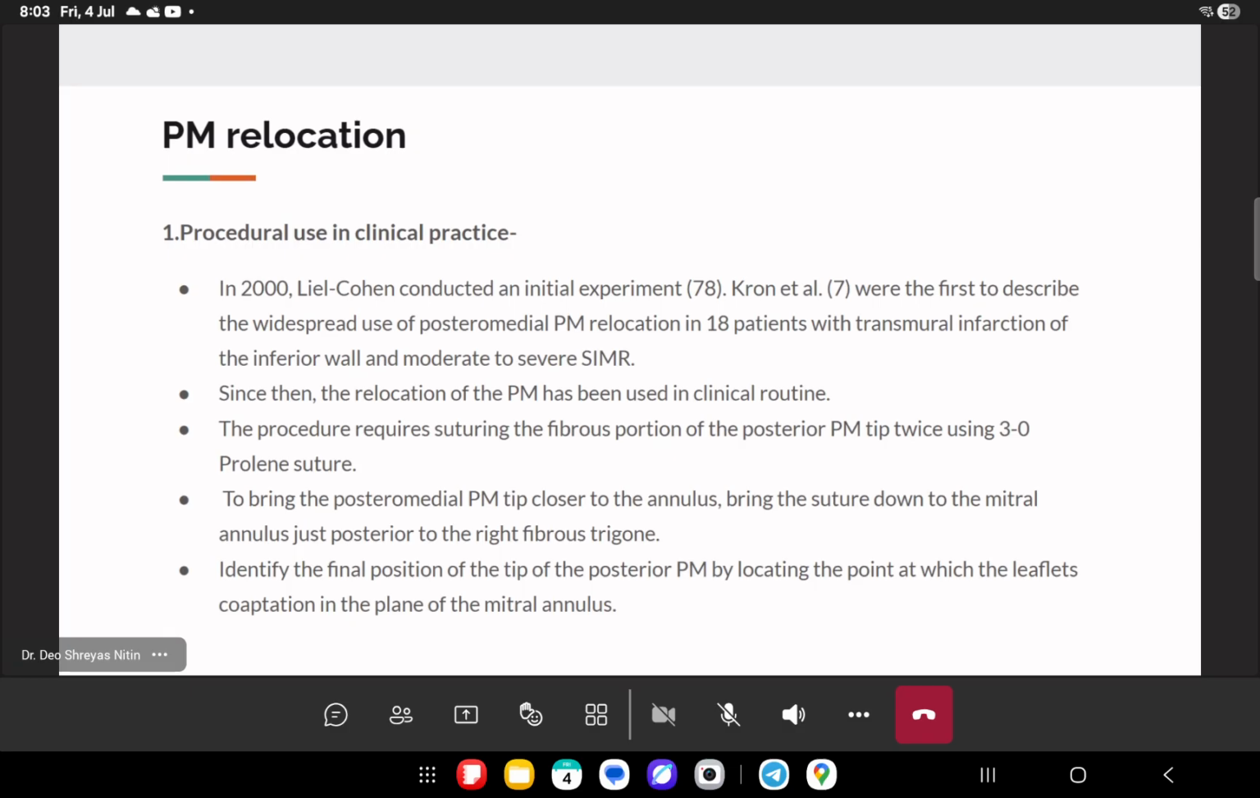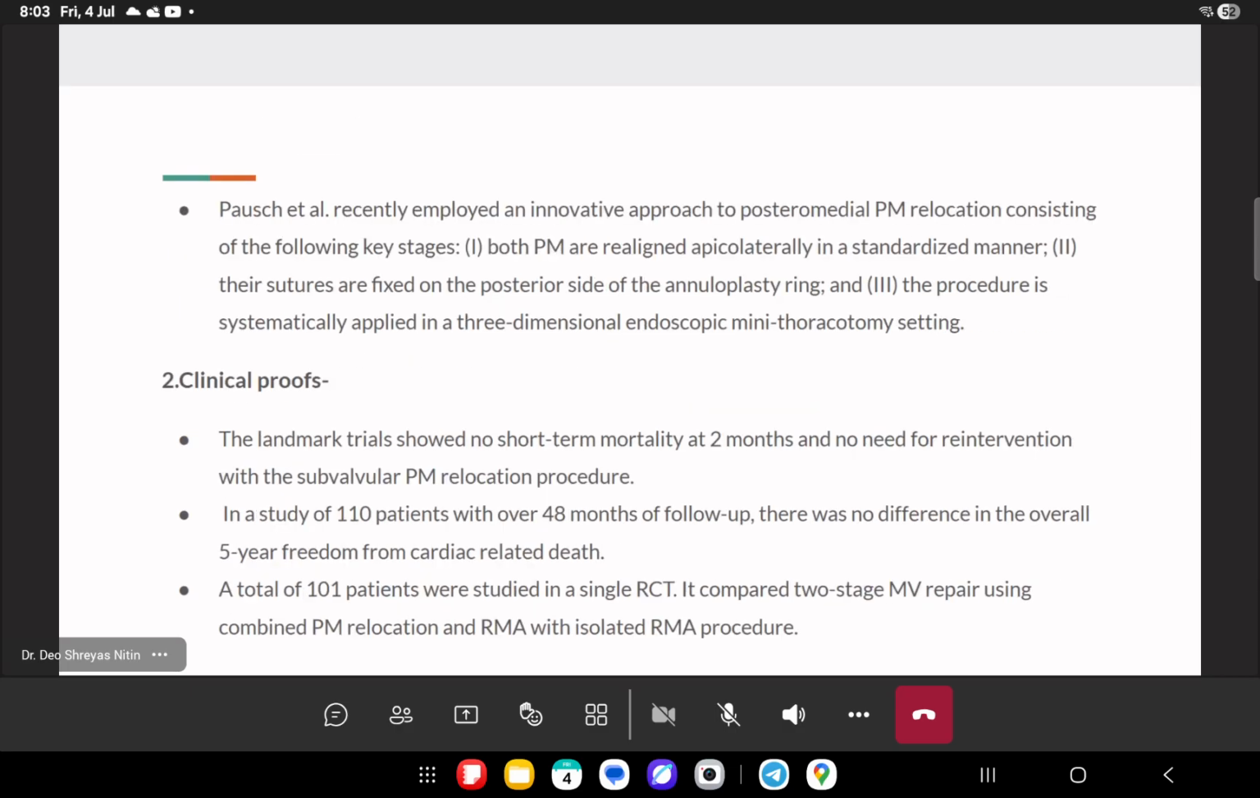The procedure requires suturing the fibrous portion of the posterior papillary muscle tip twice using a Prolene suture to bring the posteromedial papillary muscle tip closer to the annulus, bringing the suture down to the mitral annulus just posterior to the right fibrous trigone. The final position of the tip of the posterior papillary muscle is identified by locating the point at which the leaflets coapt in the plane of the mitral annulus.